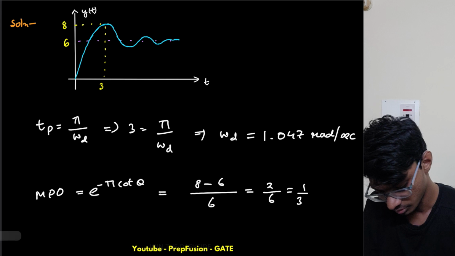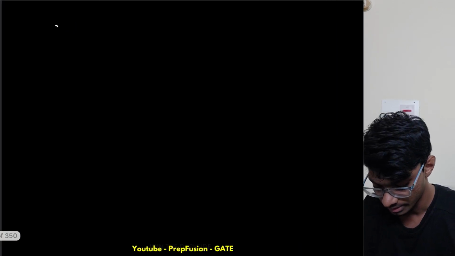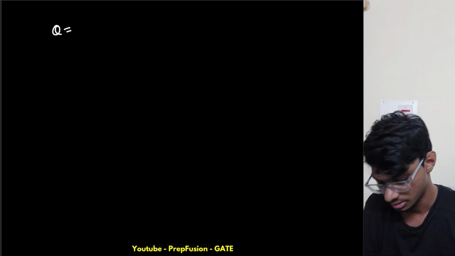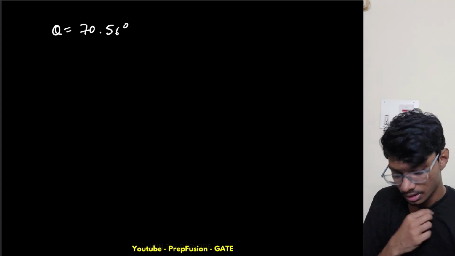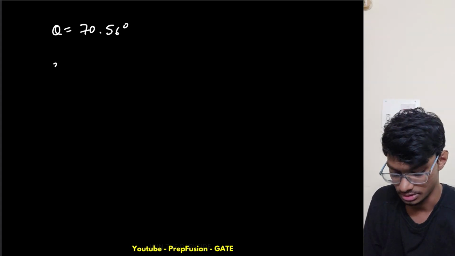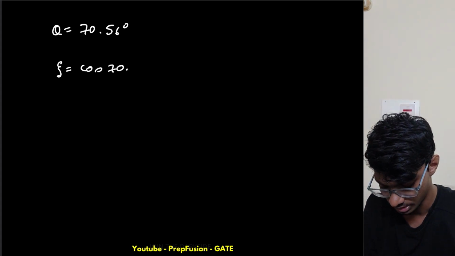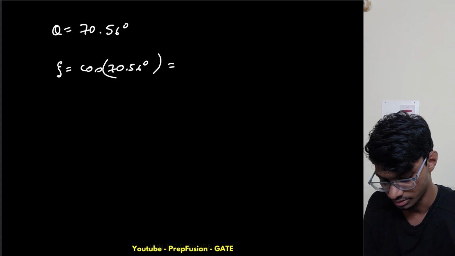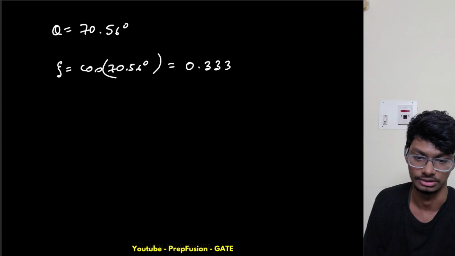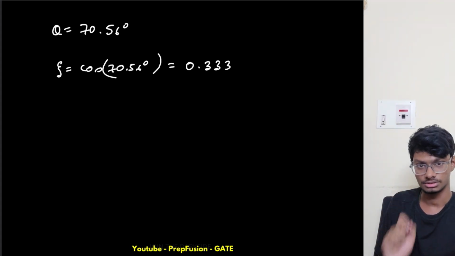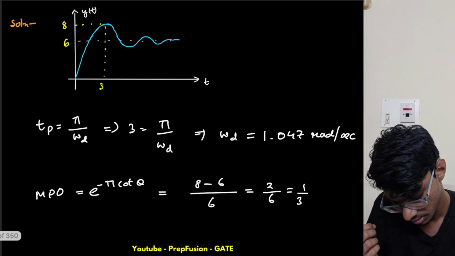So this is my MPO. 1 by 3 equals e to the minus pi cot theta. My theta will be simply, I have already calculated it, 70.56 degrees. Now I have to find zeta. So zeta equals cos 70.56, which is almost equal to 0.33. So this is my zeta.